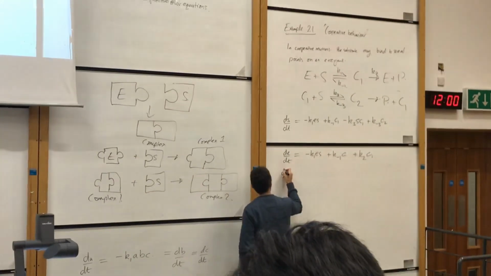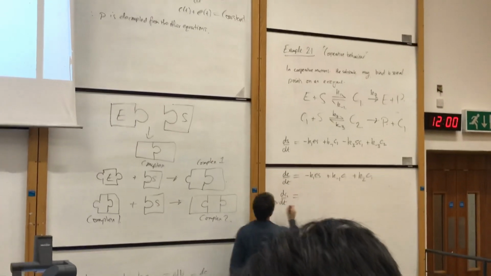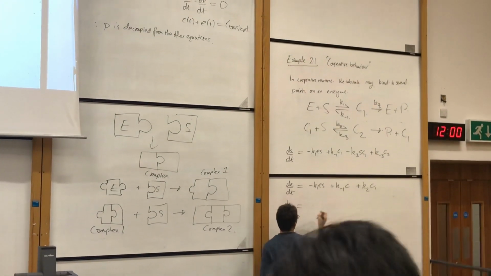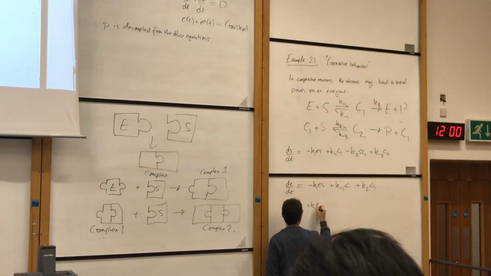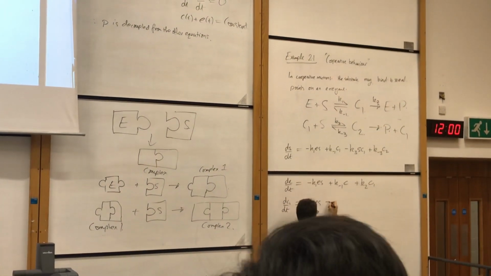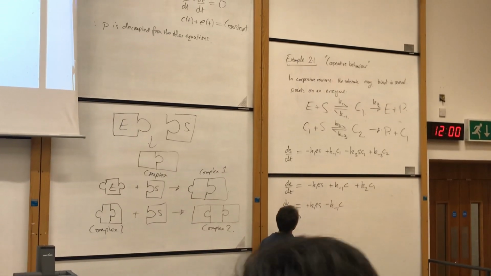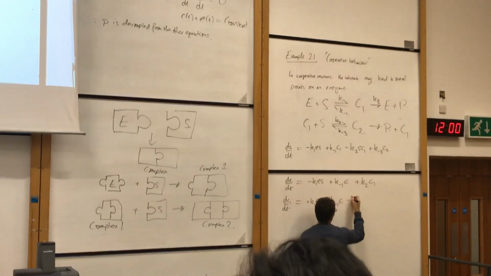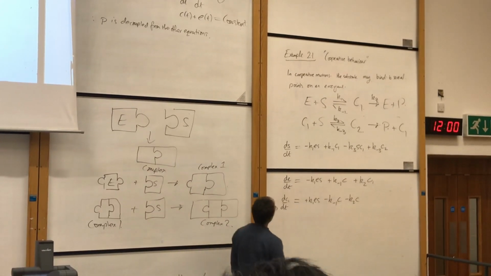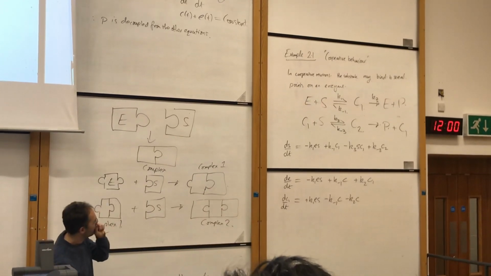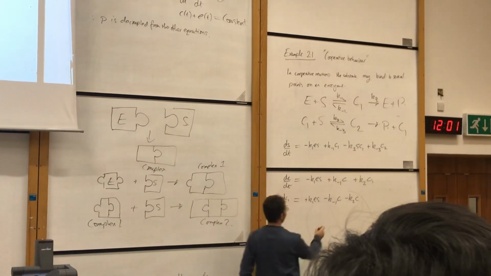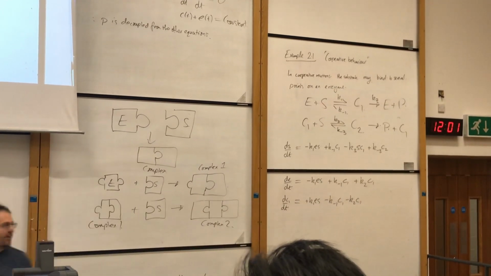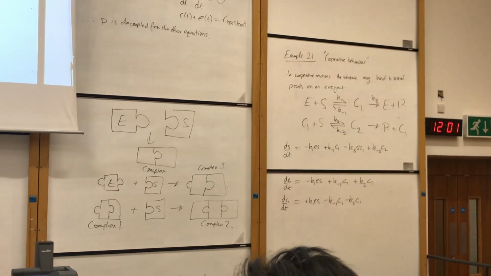dC1 by dt. Well, C1 is created in the first step, as enzyme and substrate come together, so you're going to have plus K1ES. It's lost in the backwards reaction at rate minus K minus 1 C1. It's lost as we go from C1 to enzyme plus product, so minus K2 times C1. Isn't it a C1? Yeah, it should be C1. We've got too many subscripts here actually.